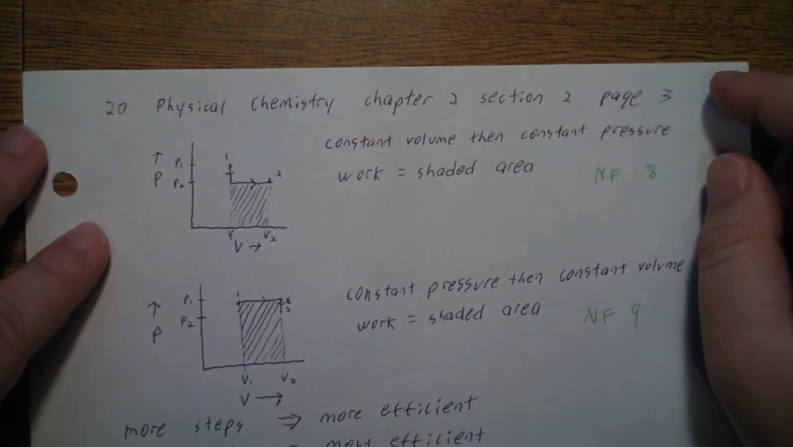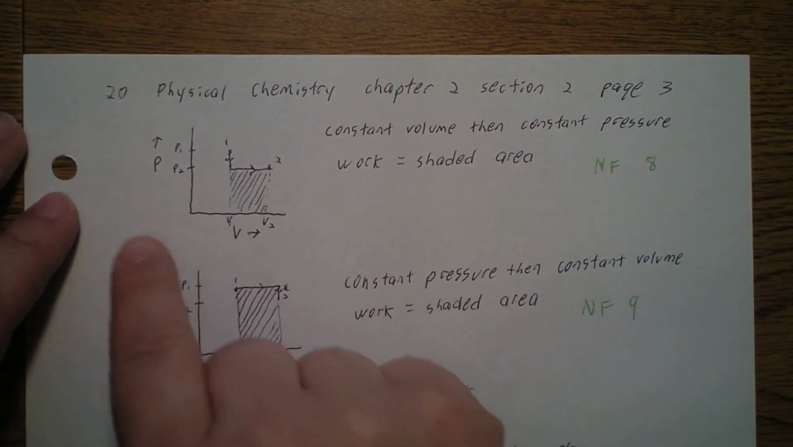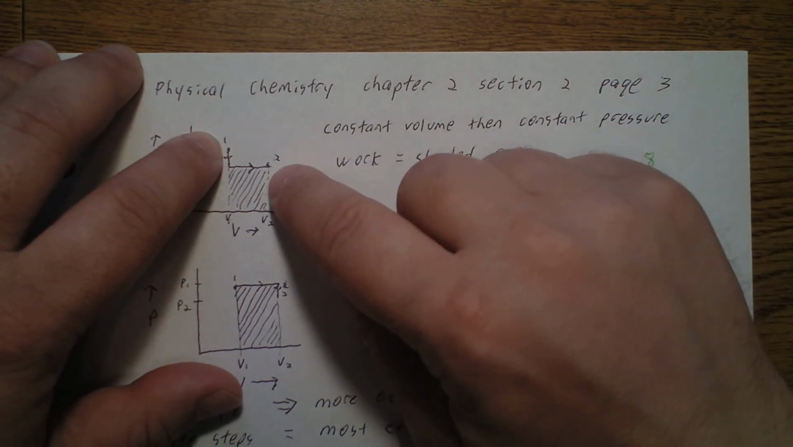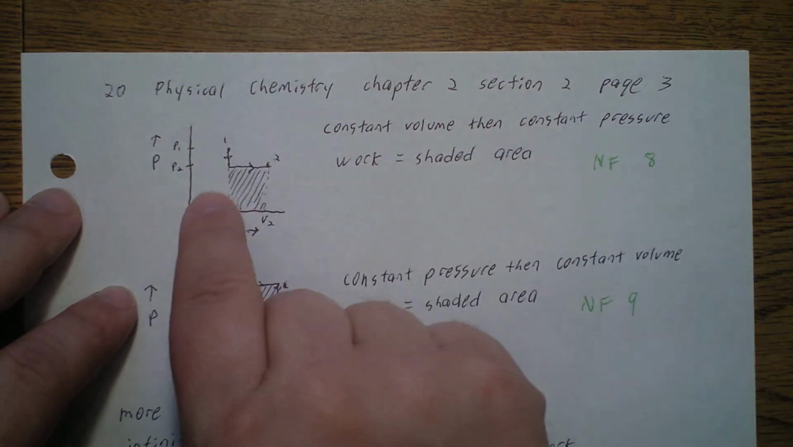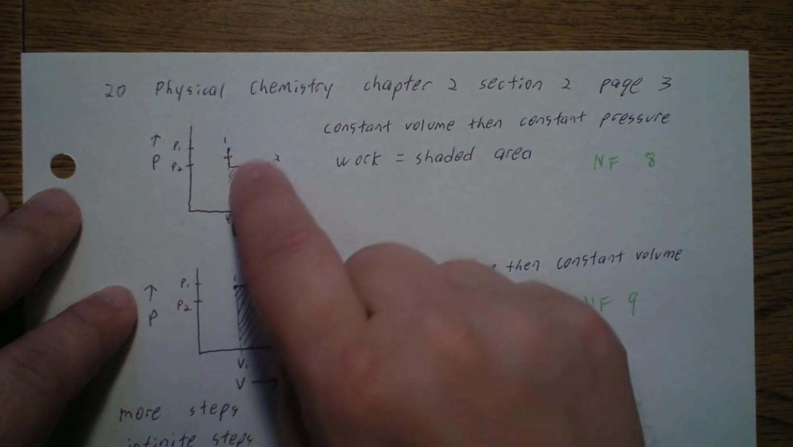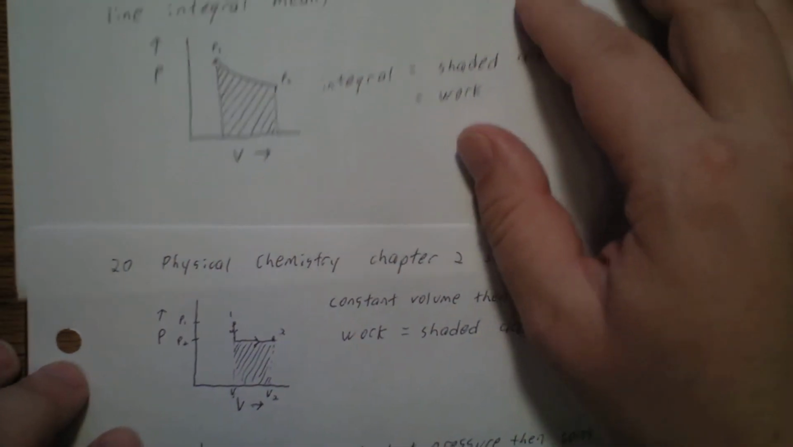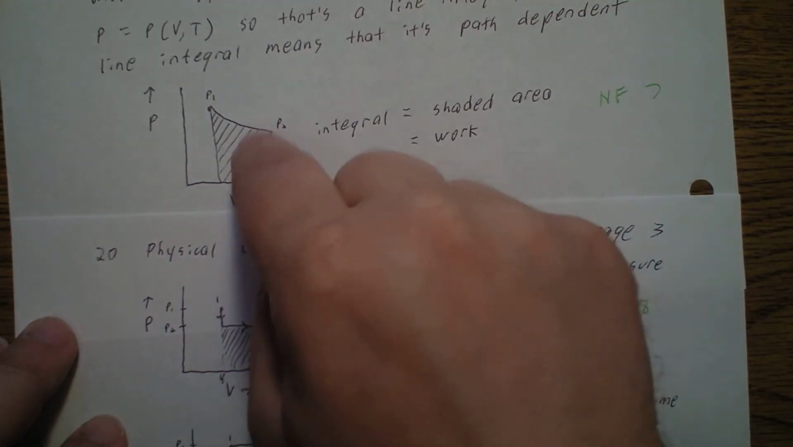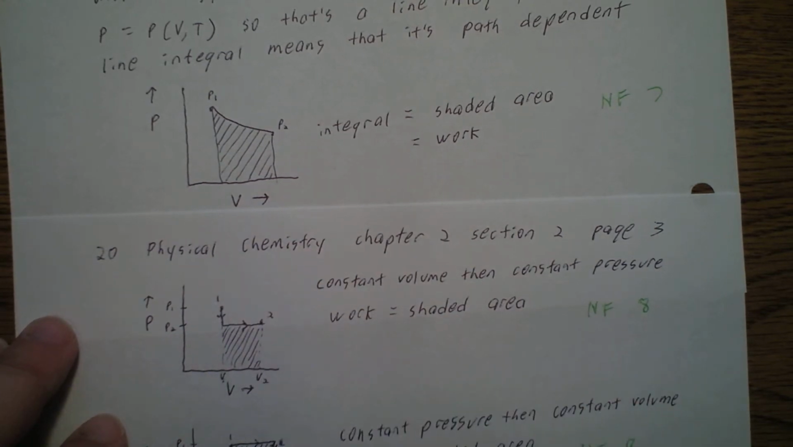Okay, we're in chapter 2, still in section 2. So here's another example. This is pressure versus volume. This is supposed to show that we have the exact same initial and final states, but this time we're going constant volume and then constant pressure. The work is still the shaded area. Maybe I'll put these together. You can see I didn't really draw it to the same scale, but the area here is less than the area here, even though you have the exact same starting position and the exact same ending position.